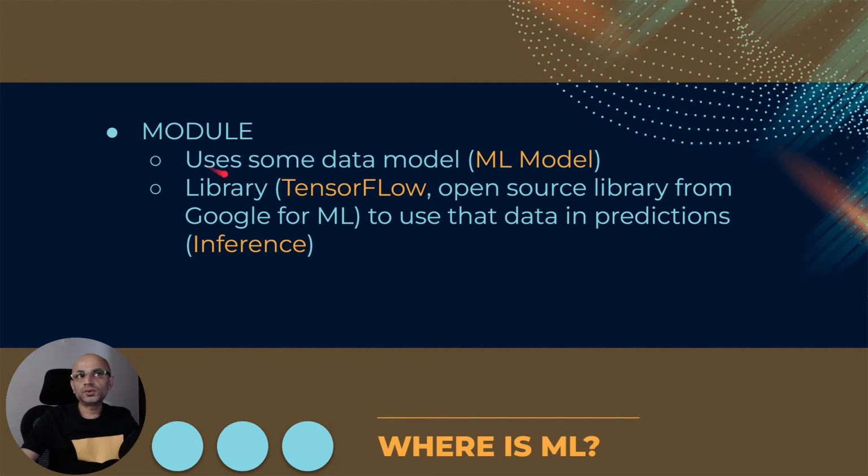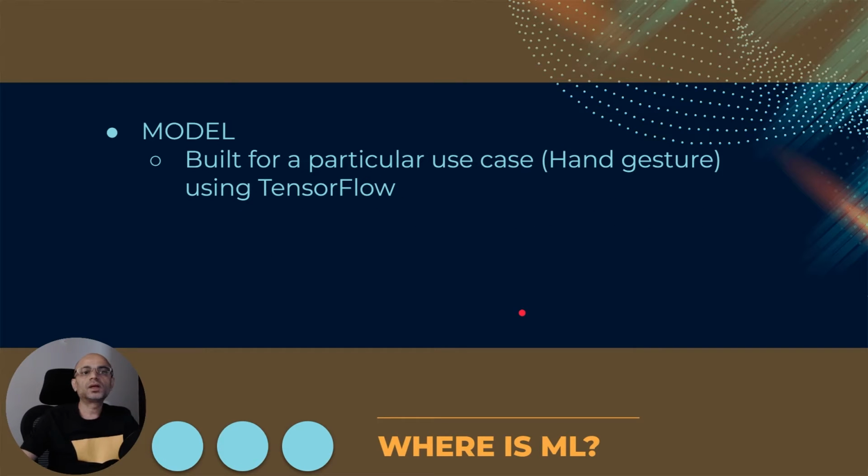And the module uses some data model, which is the ML model, which we will look at in a bit more detail in the next slides. So the module that the demo is using has two things: one, an ML model, and also some TensorFlow framework to use that model to predict the outcomes. And what is this model? So it is built in this case for a particular use case. So there is no generic model. In our demo, we are using a model which is built for hand gesture, and it is built using the TensorFlow framework.